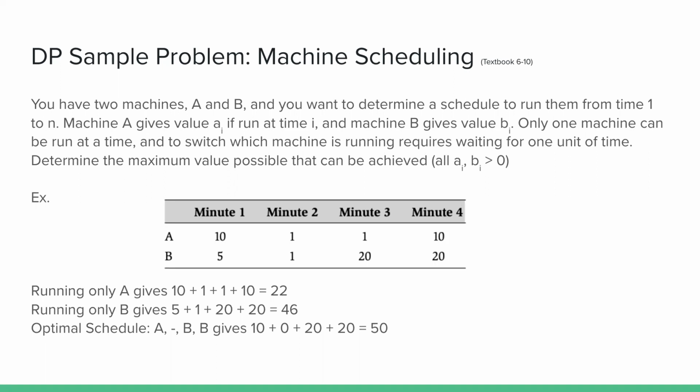Okay, so for this one, we have two machines and we want to schedule them to run so that you can get the maximum value. If you schedule machine A at minute 1, you get 10 points, for example. And if you schedule machine B at minute 2, you get 1 point. But the problem is that if you want to switch the machine in the meantime, you will have to waste a minute. So for example, if you take A at the first minute and then you suddenly decide to switch to B, you have to not do anything during the second minute. So the problem is how to find the largest value that you can get from scheduling the machines.